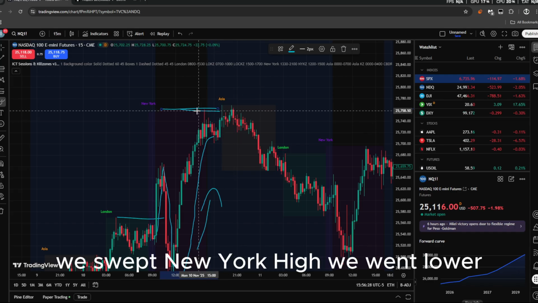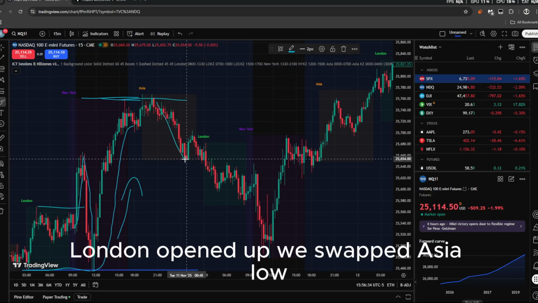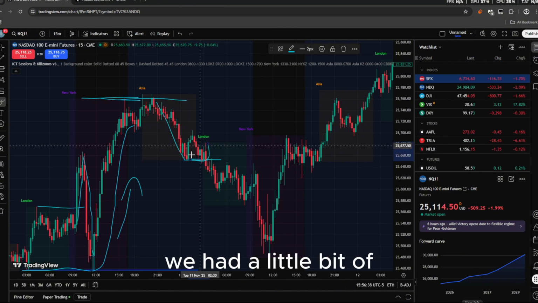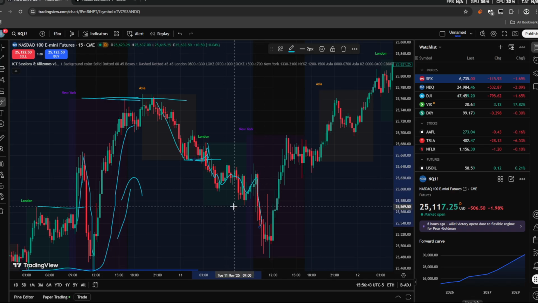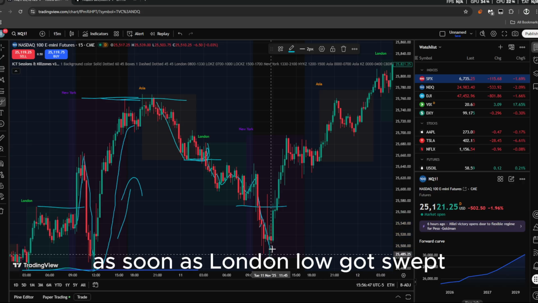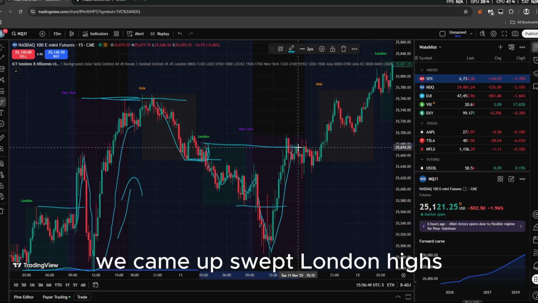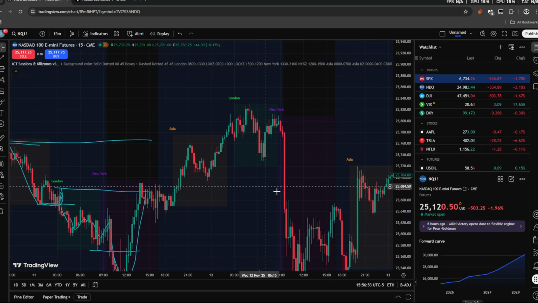Asia came in. What happened? We swept New York high. We went lower. What happened when London opened up? London opened up. We swept Asia low. We had a little bit of a pullback from that, but then we kept going lower. London low got swept right here. As soon as London low got swept, we came up, swept London highs, swept Asia highs, and etc.